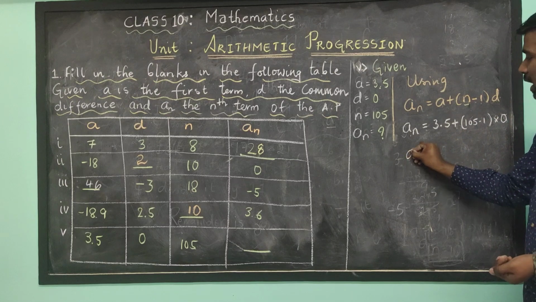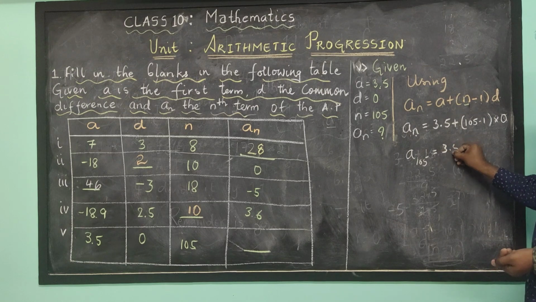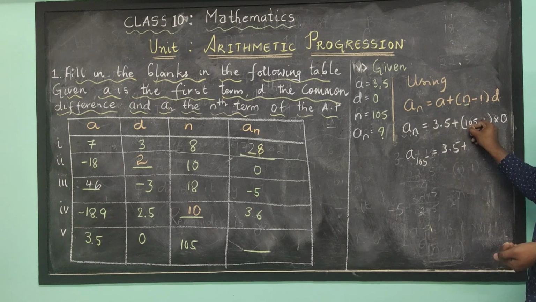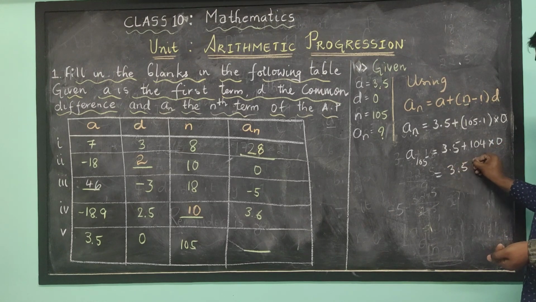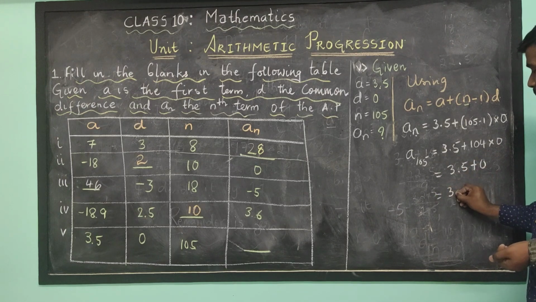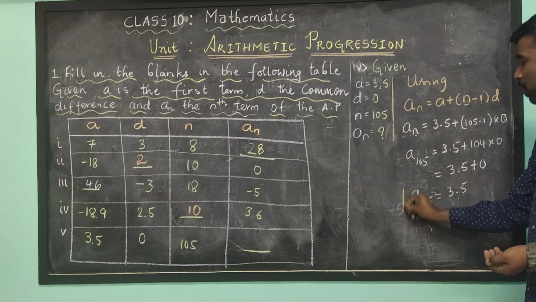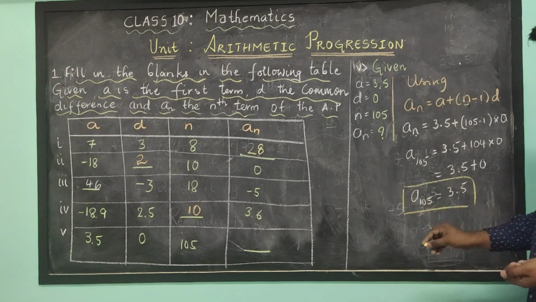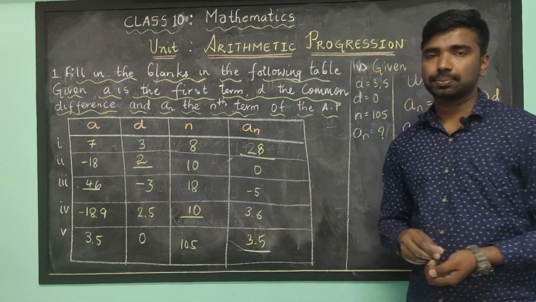0. Now A in place of N, I'll substitute 105, which is equal to 3.5 plus 105 minus 1 is 104 into 0. Now if you multiply any number with 0, we get 0. 3.5 plus 0. Now what you get? 3.5 plus 0 is 3.5. Therefore, A105 is what? 3.5. Now we'll fill it in the table. We get AN as 3.5.